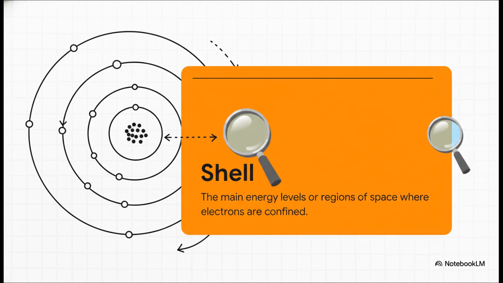So, the main floors of our atomic building, those are called shells. They're the big primary energy levels where you'll find the electrons. And just like a building, the farther you get from the ground floor, or the nucleus, the higher the shell number and the more energy the electron has.